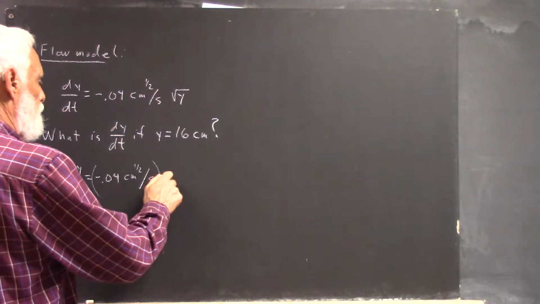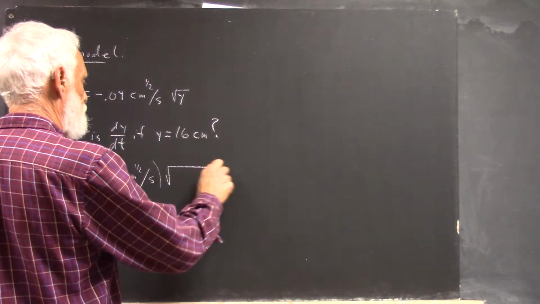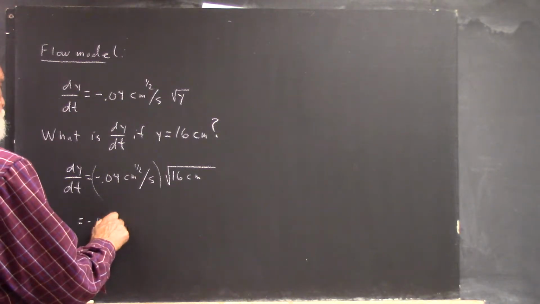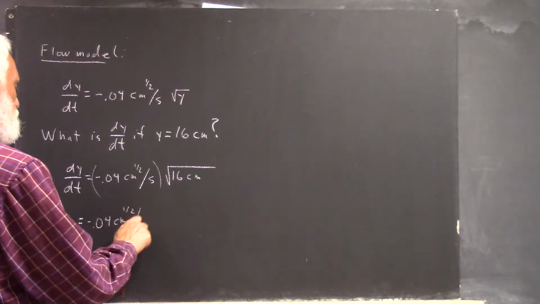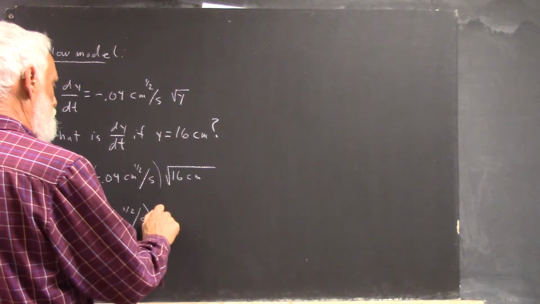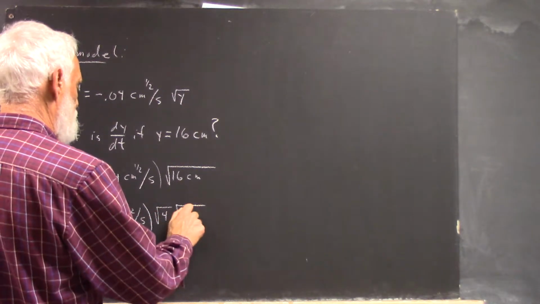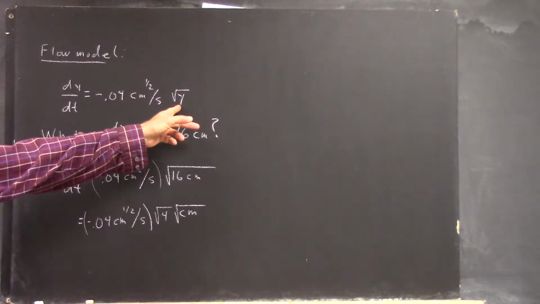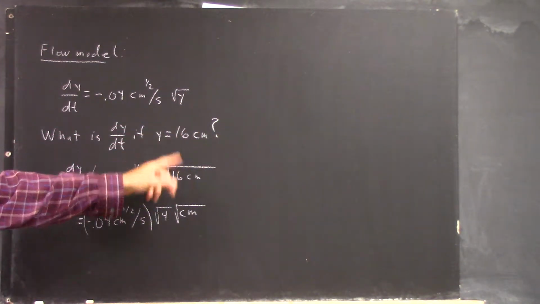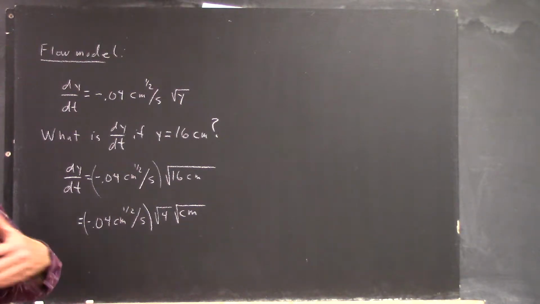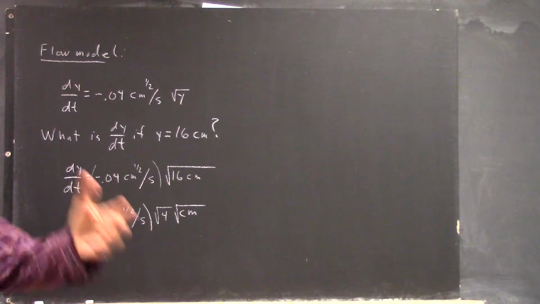And we can do that times the square root of 16 centimeters. Well, that's -0.04 centimeters to the 1/2 per second times square root of 4 times the square root of centimeter. I mean, a centimeter is part of y, right? And you're taking the square root of y, so you can't just slap a centimeter on at the end here, okay? If you do that, you're doing algebra by what it looks like rather than by what it is.